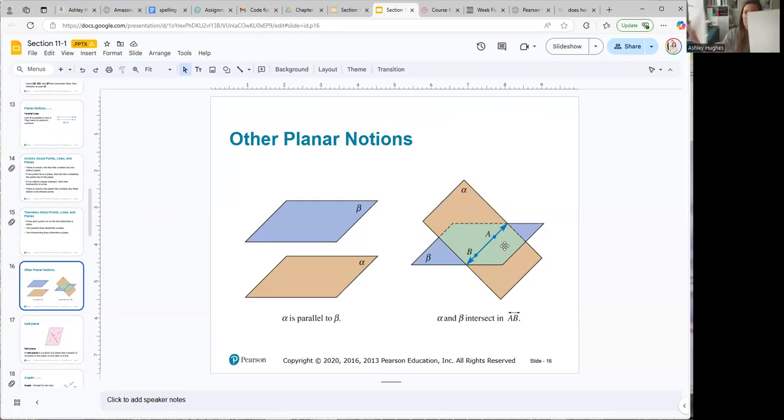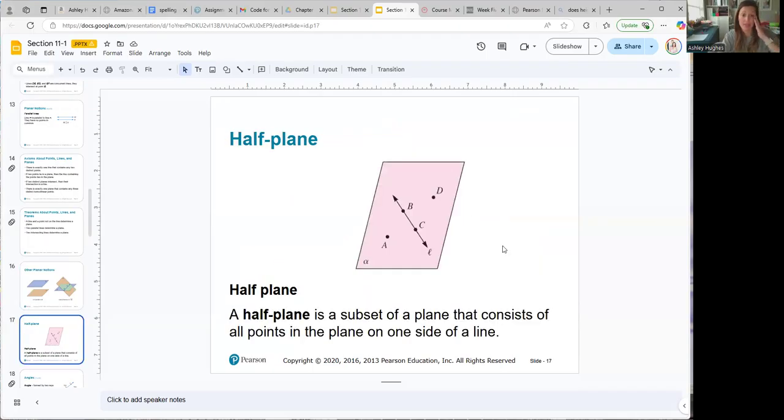So if you imagine I had pieces of paper and I wanted them to intersect, I would need to do that. So imagine this plane and this plane intersect. Their intersection is a line. Okay, so the intersection of two planes is this right here, which would be a line. So that's this picture AB there. A half plane is what it sounds like. A half plane is a subset of a plane that consists of all the points on the plane on the same side of a line.